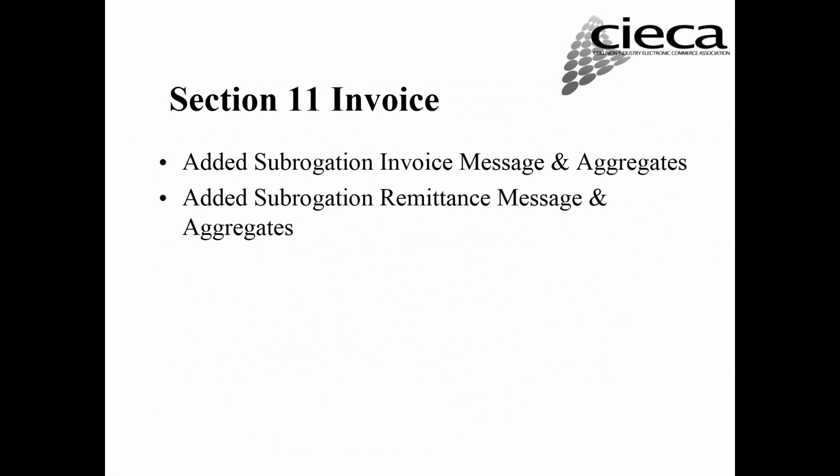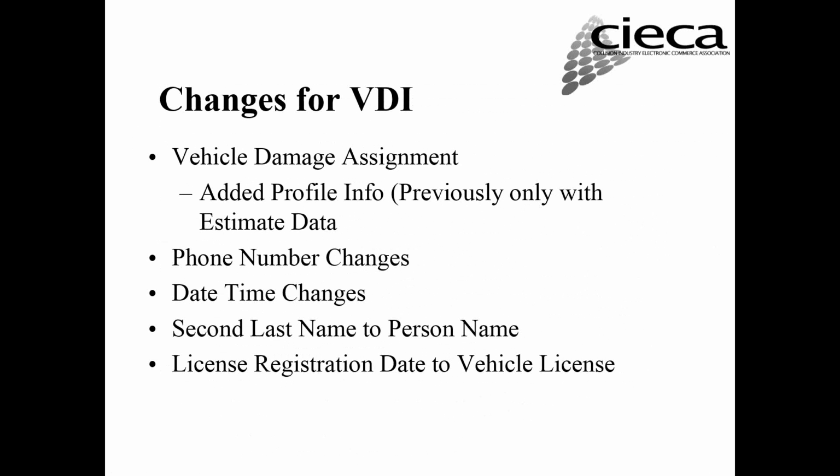Also on the invoice, we've added a subrogation invoice message in aggregate and added a subrogation remittance message in aggregate. Changes for vehicle damage and imaging. There was a change made to the vehicle damage assignment. It seems simple, but by adding profile info to the content model for an assignment, it means the assignment can carry with it the labor rates and settings to be used in writing an estimate, moving things a step ahead of where you would otherwise check these things only after the fact.